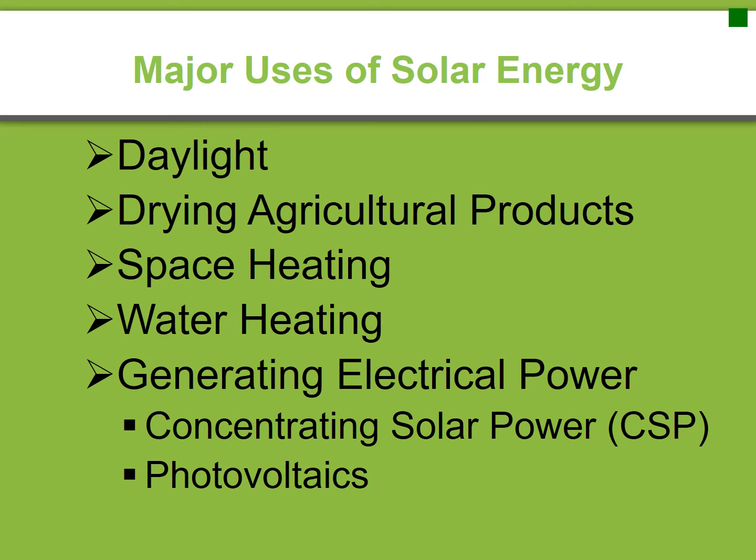All right, so we actually use the sun, and we've used the sun for its energy since the beginning of time. Some of the major uses that we currently have are daylight. We use it for drying agricultural products. We actually use it for space heating, so heating up our places. We use it for water heating, and we actually use it to generate electrical power, both through concentrating solar power and through photovoltaics. Photovoltaics are what you think of as solar panels.